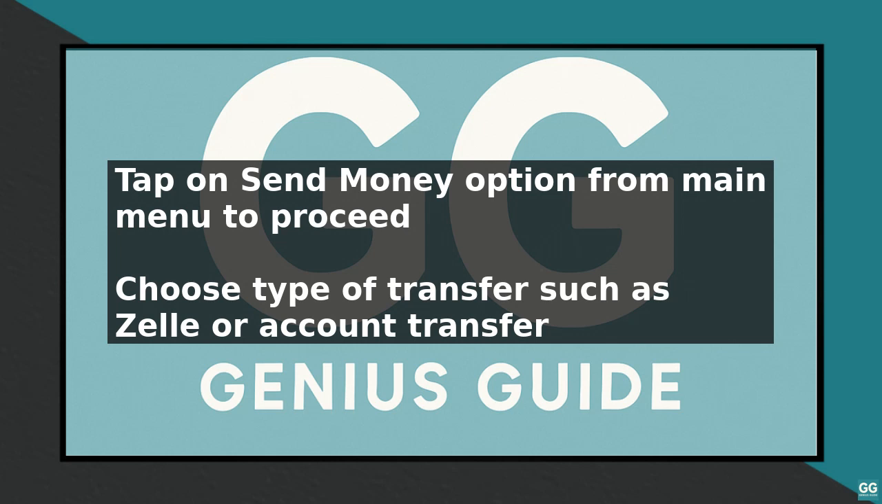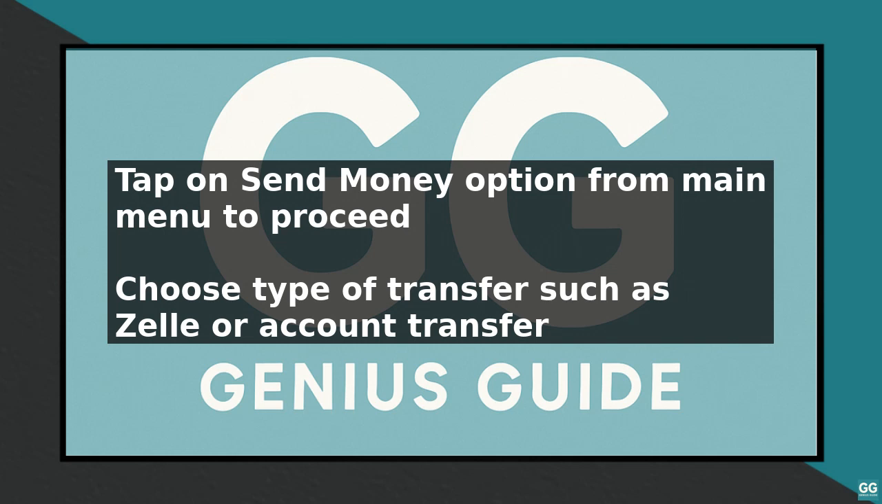To send money to someone using Zelle, select the Send Money with Zelle option and then enter the recipient's email address or mobile phone number. Enter the amount you want to send and add a memo if needed. Review the transfer details and then tap Send.